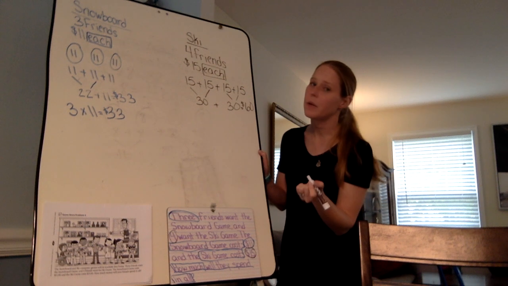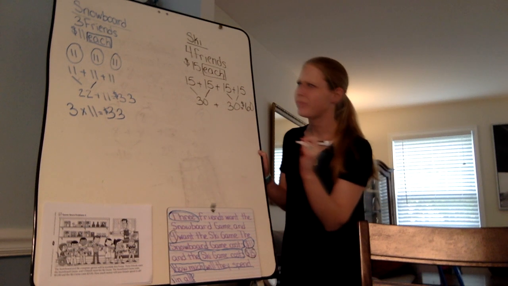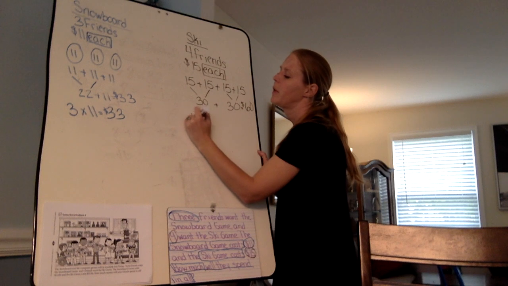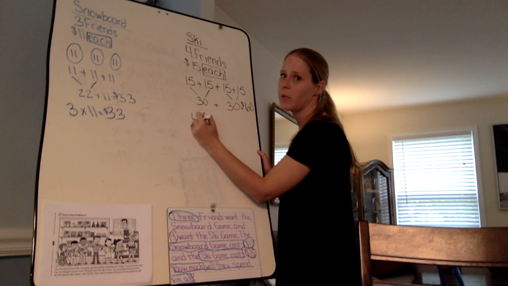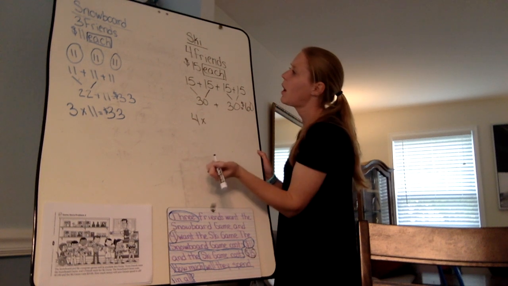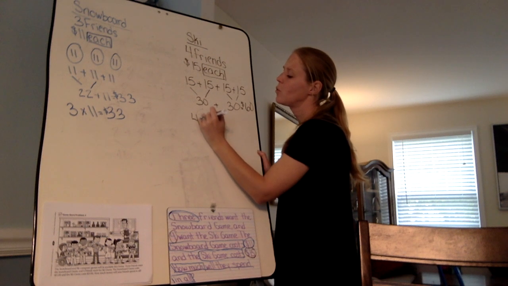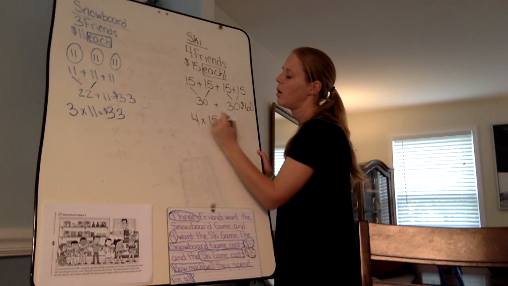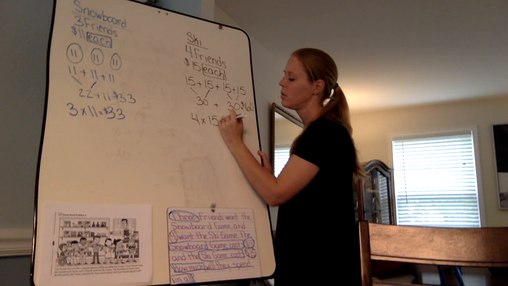So, can I write this one as a multiplication equation? Absolutely. 4 friends. How many groups I have? I have $15 in each group. And that equals 60. Oops.